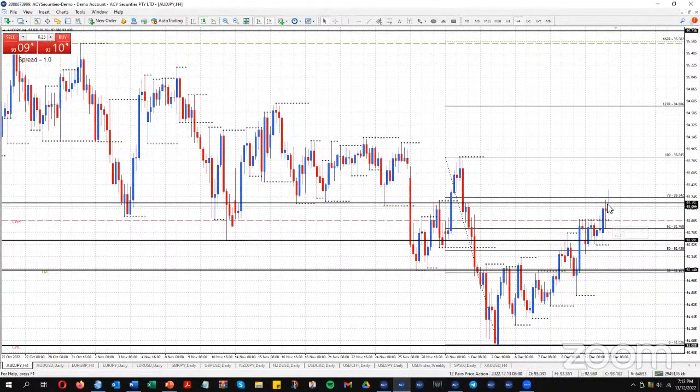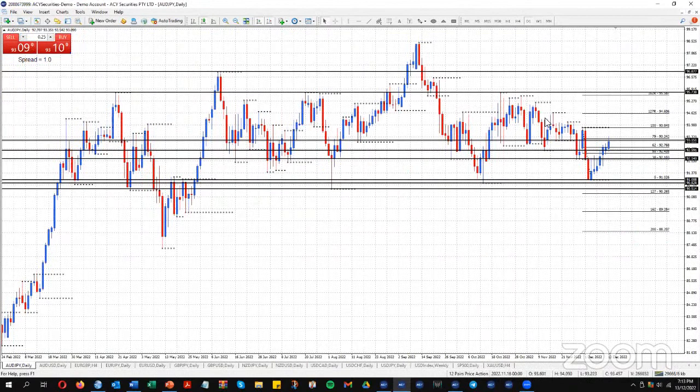So watch over the next 24 hours after the news gets released. Does 93.15 hold as resistance and the 79% level hold as resistance, or do we get a strong break north? If we do, then you want to be watching 93.15 to be support over the next 24 hours on any pullback.